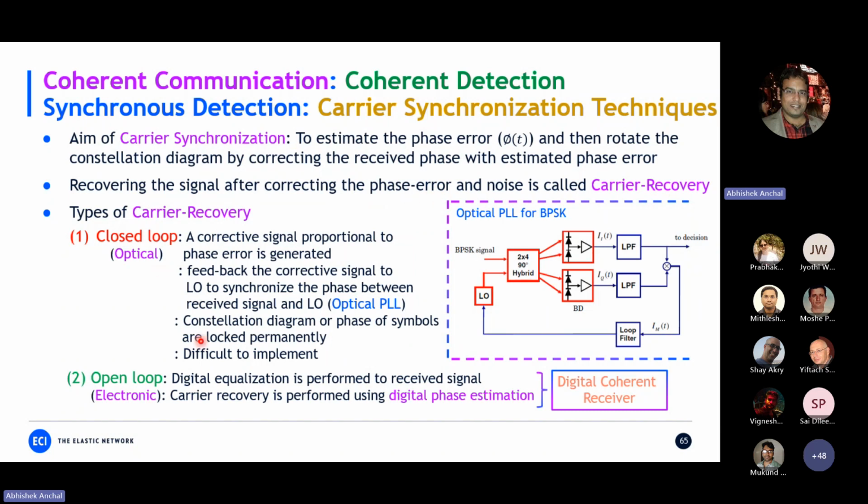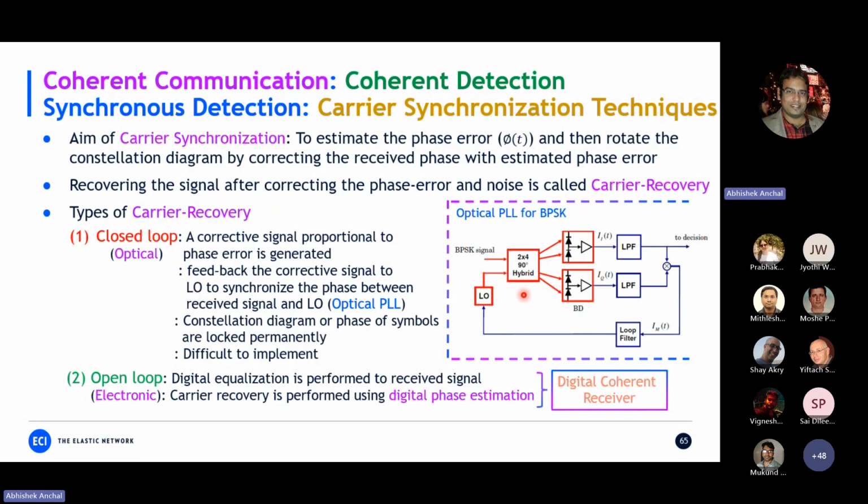So there are two types of carrier recovery. One is optical and the other electronic, which are closed loop and open loop. The optical one requires an optical PLL, optical phase lock loop. What it does basically, after the quadrature front end, you have the I and Q. It takes some circuitry to generate a feedback current, and the feedback current goes to the laser and asks the laser to move its frequency in a way that the frequency of the carrier and laser are synchronized. Also, the phase is synchronized with the carrier, and this way we can achieve the phase lock loop.